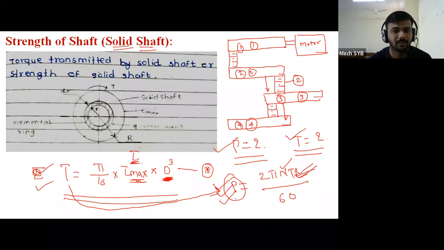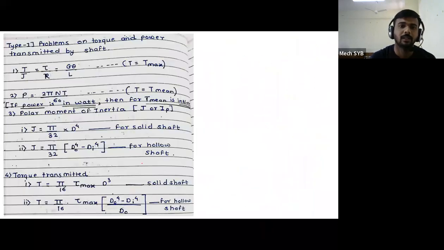If deformation occurs, there is less torque transmitting capacity, means strength of the shaft is less. Straight forward statement: if your shaft breaks, its torque transmission capacity is less, meaning the shaft has less strength. And if your shaft transmits maximum power and maximum torque without any deformation, if it achieves all these things, then strength of shaft is high. Okay, now this is the list of the formulas. So take this particular list.